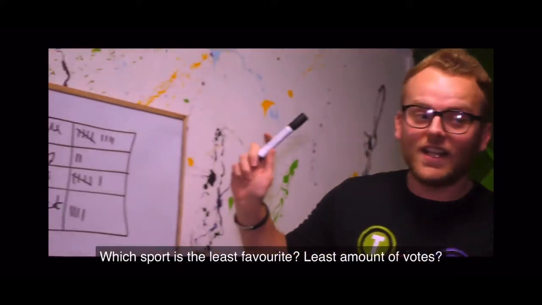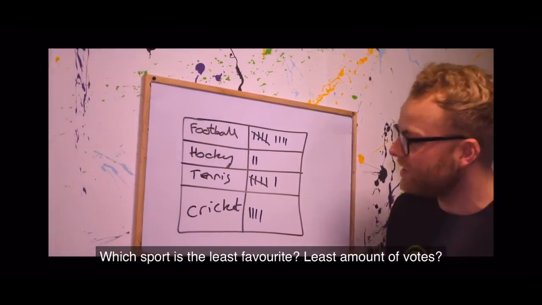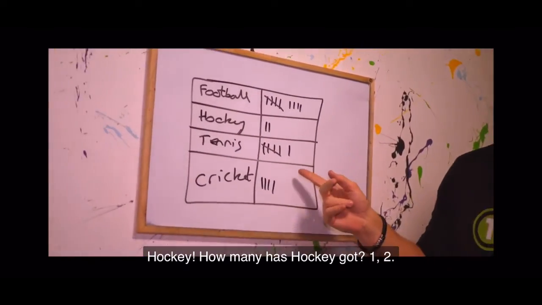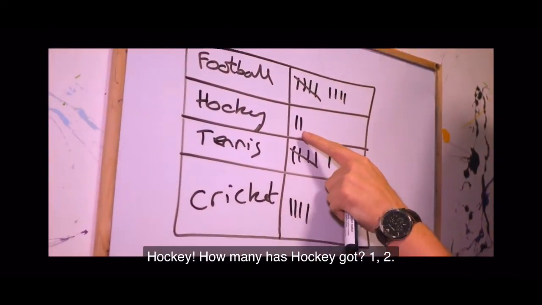Now, which sport's got the least favourite? Which has got the least amount of votes on it? Hockey. All right, how many's hockey got? 1, 2.